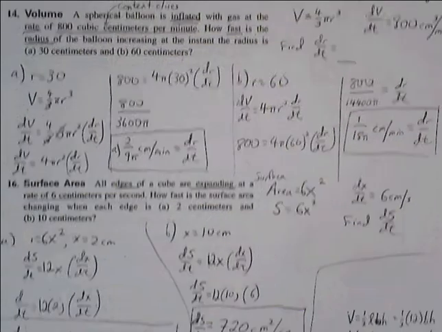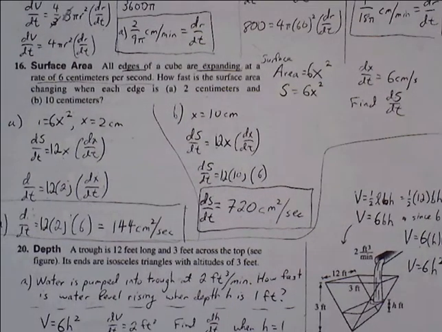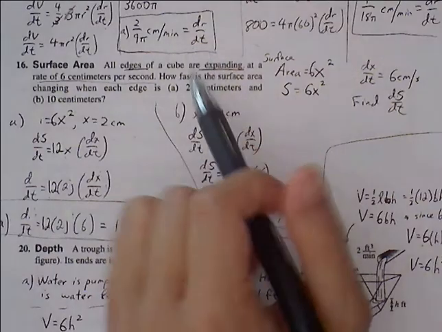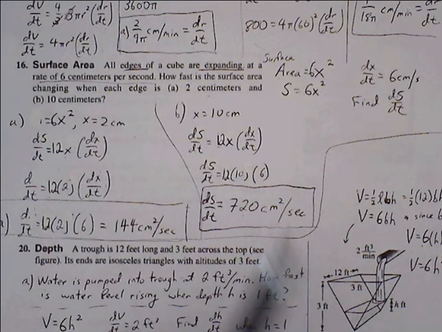Okay, the next problem we're looking at is 16. This deals with surface area. All edges of a cube are expanding at a rate of 6 centimeters per second. How fast is the surface area changing when each edge is, part A, 2 centimeters and, part B, 10 centimeters?